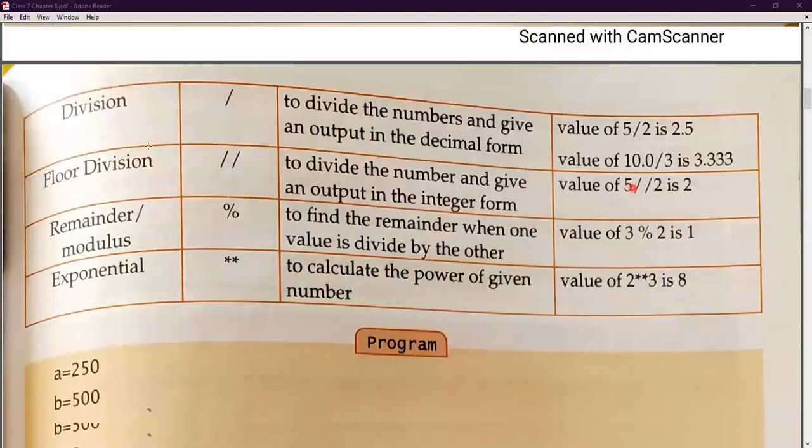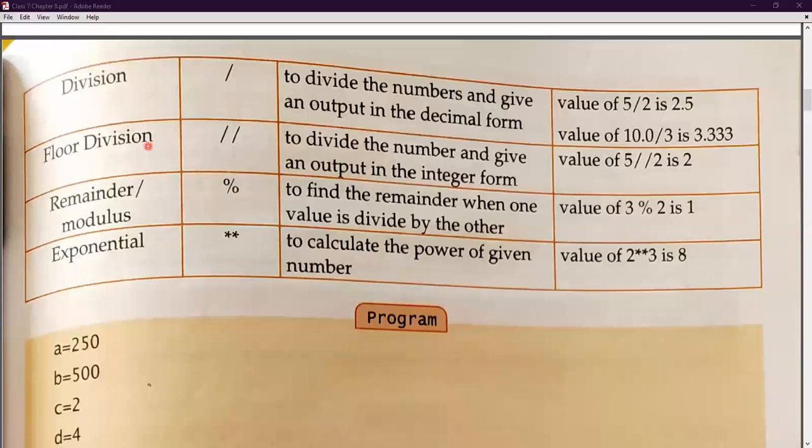Now the very interesting operators are here: floor division, remainder, and exponential. These are the three special operators that we use in the Python programming language. So first we will understand floor division. Mark my point, students, these three operators are very crucial to understand, so you have to be attentive and motivated also. Okay, so the first operator is floor division. Floor division is denoted by two slashes. Mark my point here, two slashes.